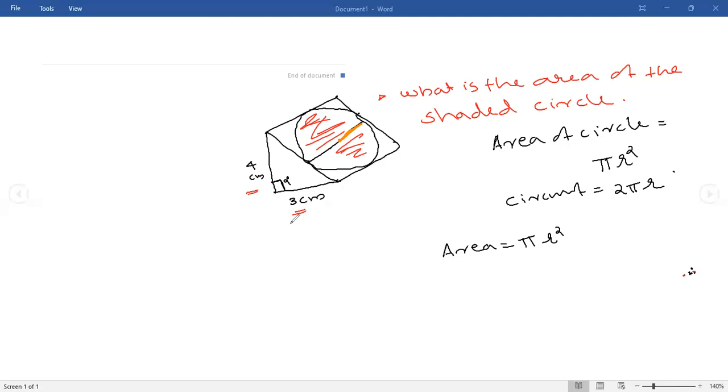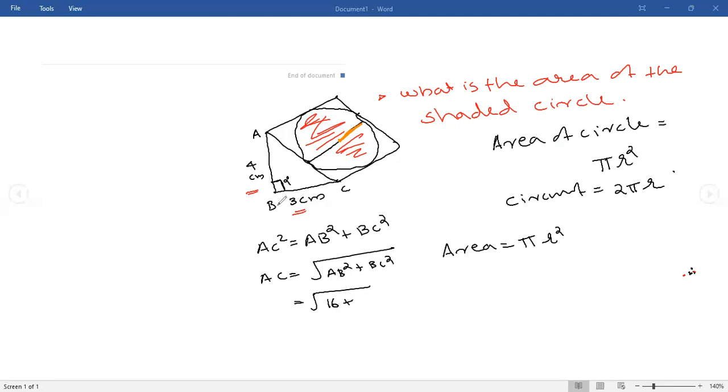Okay, so you will be getting the value of this side. For example, if I give names for these portions, A, B, and C, AC square will be equal to AB square plus BC square. So AC will be equal to square root of AB square plus BC square. AB square means 4 square, that is 16, plus BC square, 3 square means 9. So that is equal to square root of 25, that is equal to 5.